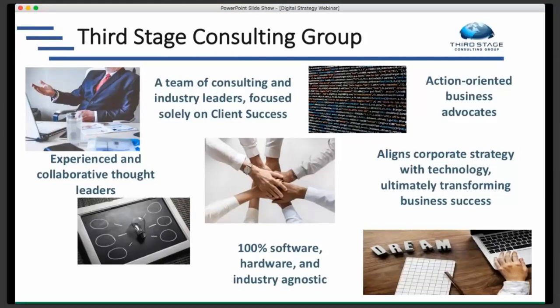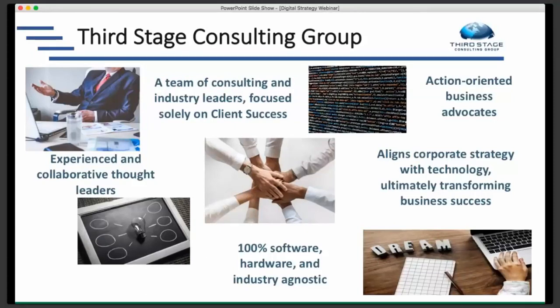We're 100% software, hardware, and industry agnostic too. So we don't have any sort of affiliation with any software vendors. We don't have any ties to VARs or resellers. We don't have any creative ways of making it seem like we're independent, but really we're not. We don't have any sister organizations or affiliated companies that are taking money from vendors. None of that stuff happens with Third Stage. We are 100% software, hardware, and industry agnostic.